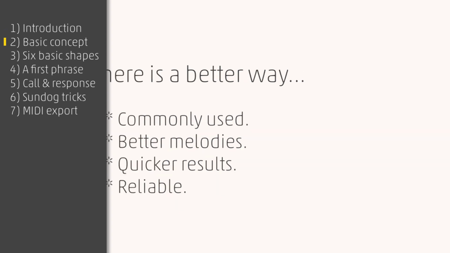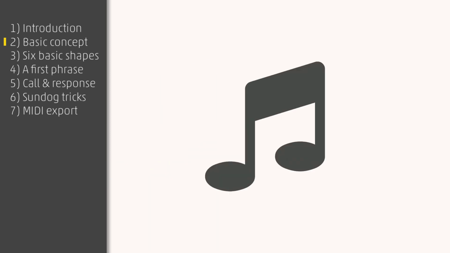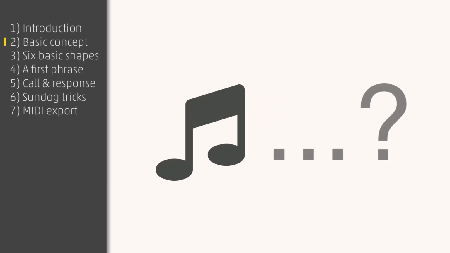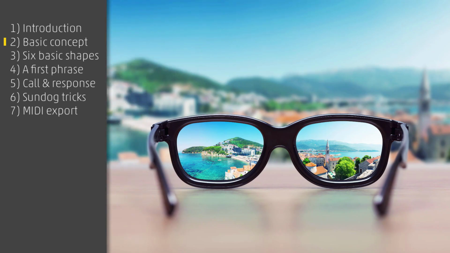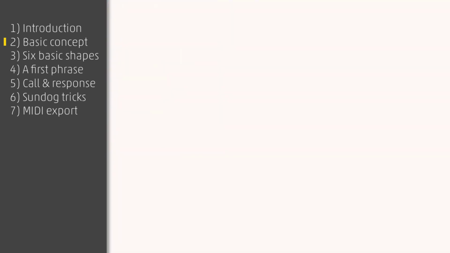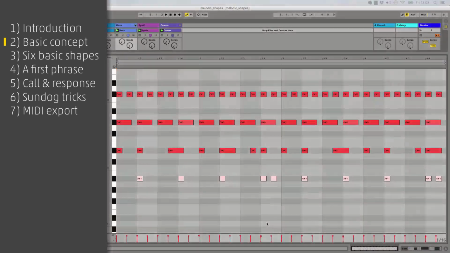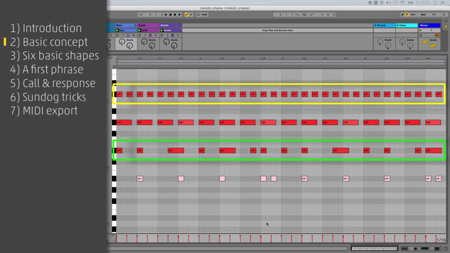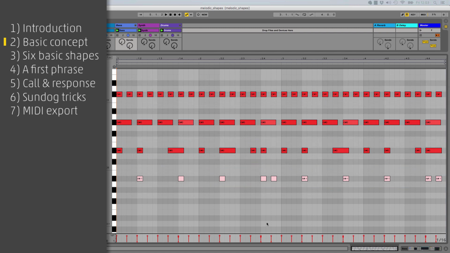Here we go. Basically, it's pretty easy. Instead of going from note to note, we take a step back and look at the melody from a different perspective. We need to look at two different things. First, the melodic rhythm. The melodic rhythm consists of the position, the length, and the velocity of the notes. So it's like a drum rhythm, but with notes.